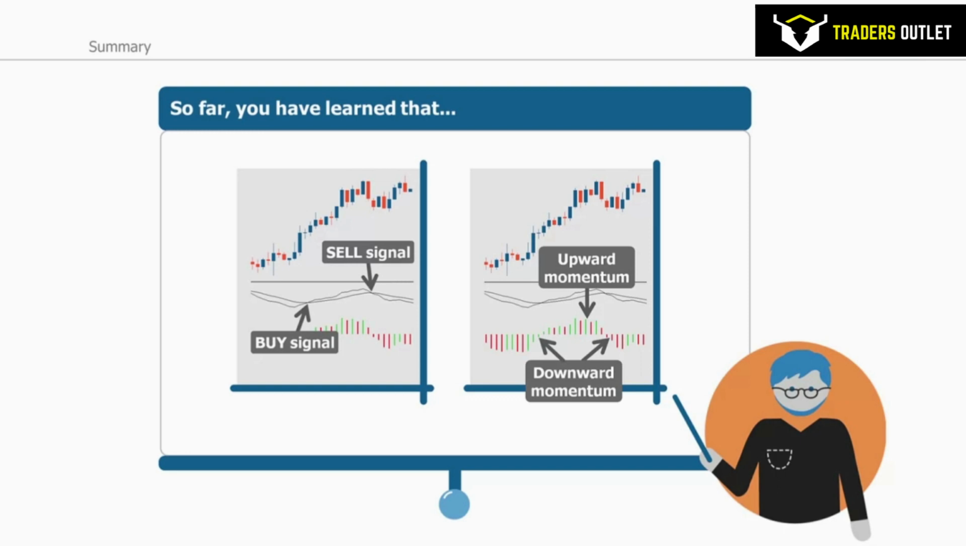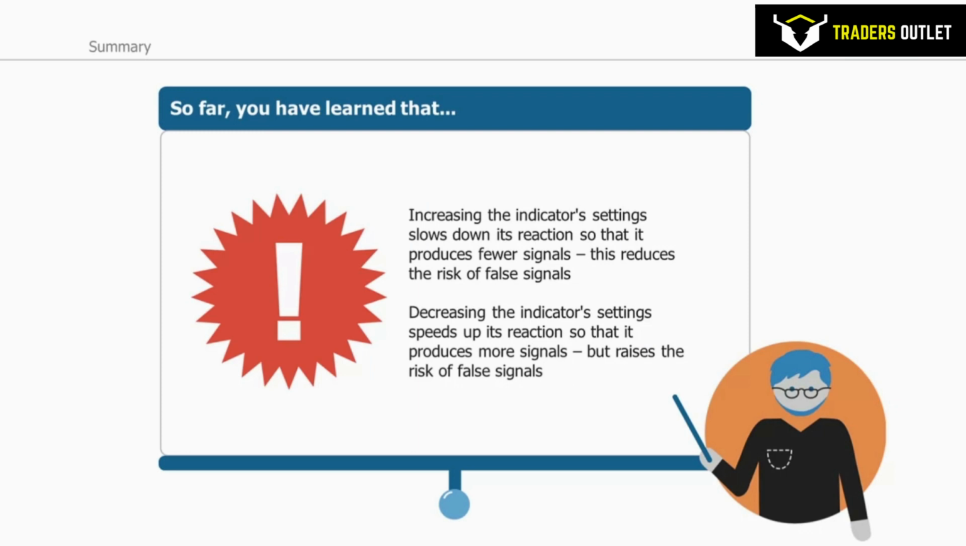Buy and sell signals are given when the MACD line moves above and below the signal respectively. The histogram revolves around the zero line. Bars below the zero line indicate downward momentum, and above the zero line indicates upwards momentum. Increasing the indicator settings slows down its reaction so that it produces fewer signals. This reduces the risk of false signals. Decreasing the indicator setting speeds up its reaction so that it produces more signals, but raises the risk of false signals.